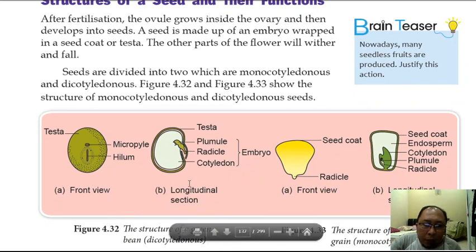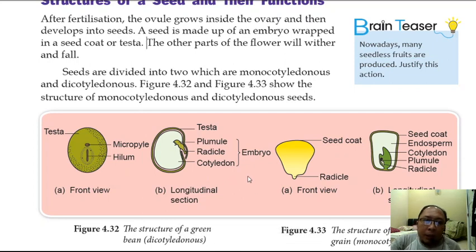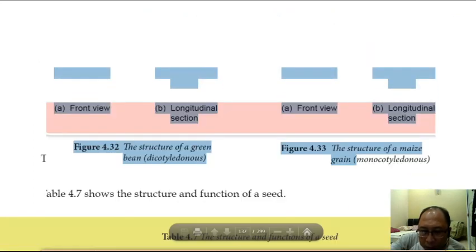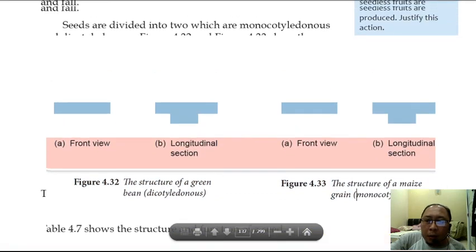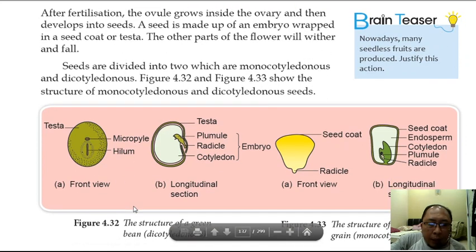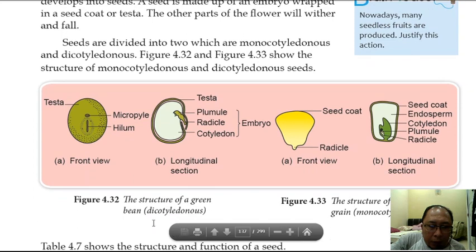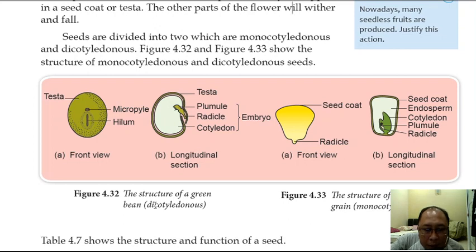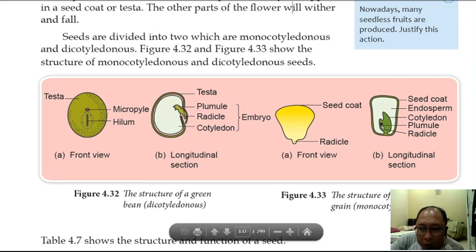We have two types of seed. We call them monocotyledon, monocotyledonous, and the second type is dicotyledon, dicotyledonous. So what is the difference between mono and di? The same word is cotyledon. The different part is mono or di.